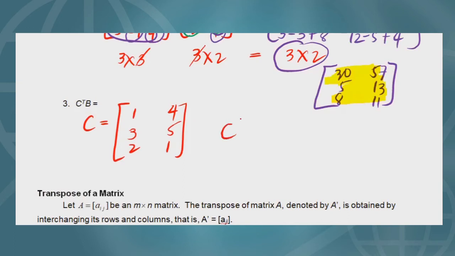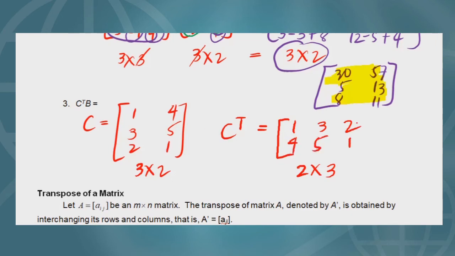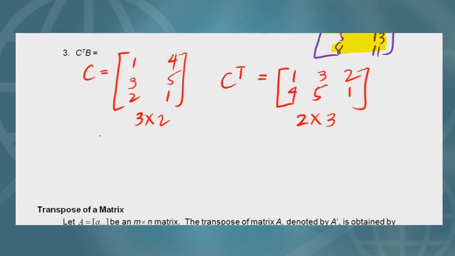As we transpose, what we need to do is to change the columns into rows. So if this is 3 by 2, it will become 2 by 3. Then the first column, write by row. So 1, 3, 2 will become 1, 3, 2 by row. Then the second column, 4, 5, 1, write as a row: 4, 5, 1. That's it. That is the transpose of matrix C.